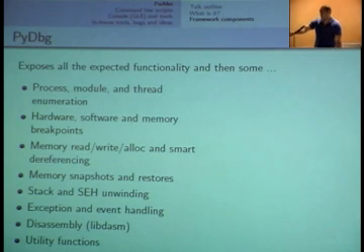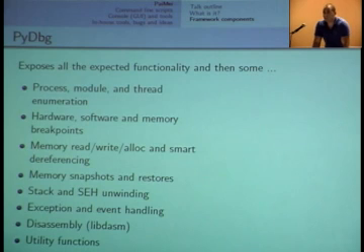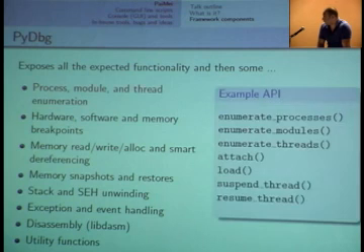So diving into the first major core component, PaiDebug. PaiDebug exposes all the expected functionality and then some of a Windows debugger. In fact, I'm fairly confident that at this point it can do more than what OllyDebug can do as a scripted debugger. So you have all sorts of things, like your process, module, and thread enumeration. Here are the example APIs that are exposed to do that, really standard issue stuff.